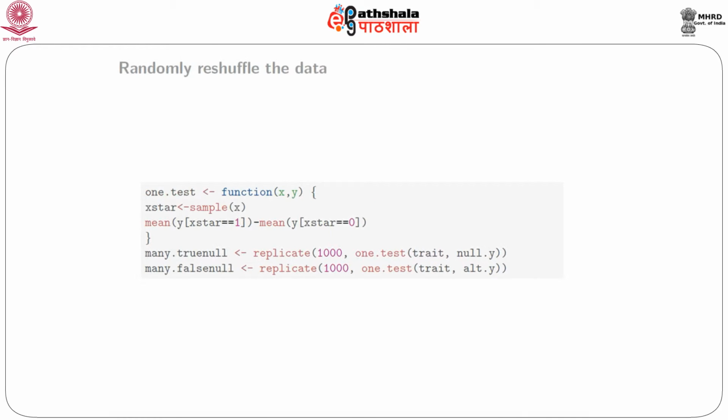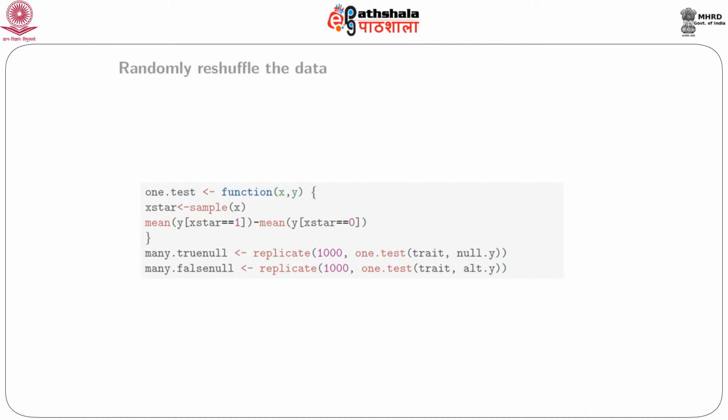Okay. So, now we would be creating a small function, and what does it do? This function is called one.test. It samples from x, where we assume that x takes the value 0 and 1, and then we find the difference between the two groups, the difference for x star equal to 1 and the difference for x star equal to 0. So, this would give many true nulls.